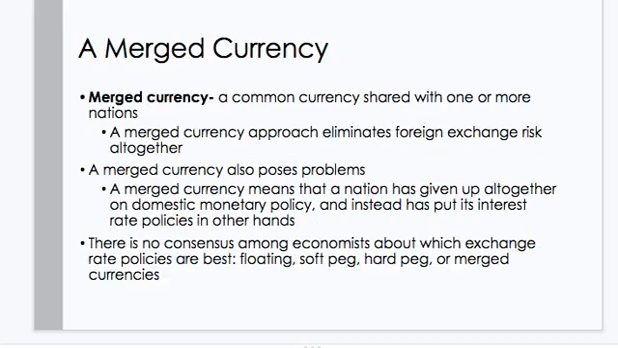Merged currencies. It's a common currency shared with one or more nations. A merged currency approach eliminates foreign exchange risk altogether. A merged currency also poses problems. Merged currency means that a nation has given up altogether on domestic monetary policy and instead has put its interest rate policy in other hands. There's no consensus among economists about which exchange rate policies are best: floating, soft peg, hard peg, or merged currencies.